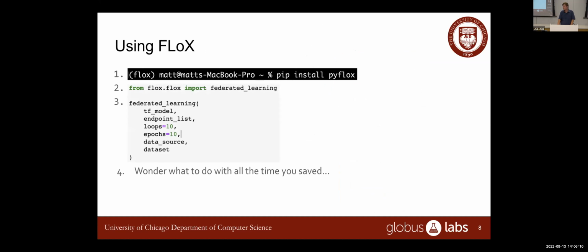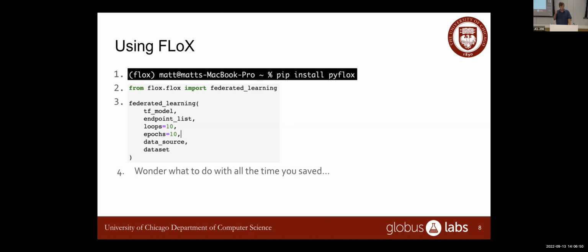So using Flox, very difficult. Pip install Flox or PyFlox. Flox was already taken. It's a Python wrapping for some JavaScript database thing. We don't know. Then you can just import the federated learning function from Flox and then provide the necessary model that you want to use and your list of endpoints. That's probably the most difficult part, is remembering all your UUIDs from the many different machines you've set up funcX endpoints on. Define how many federated learning loops you want, how many epochs per loop, what data source.